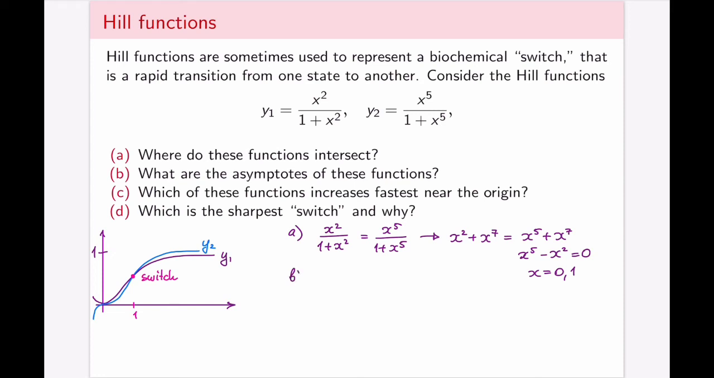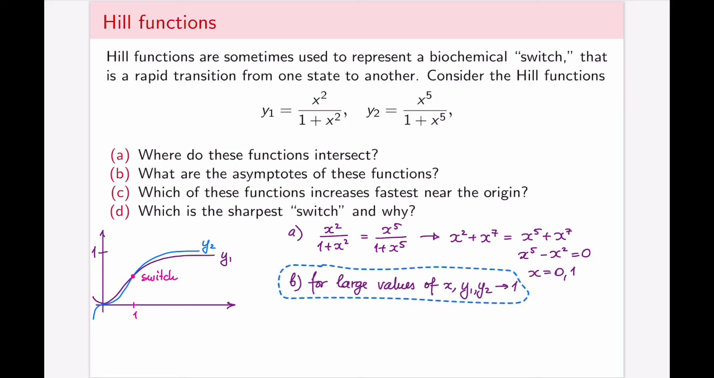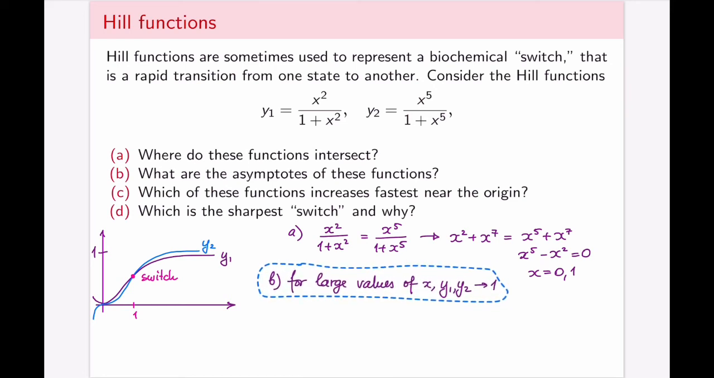What about part B of this question? What are the asymptotes of these functions? So we are only seeing one particular behavior for the functions, and that is the behavior near infinity. And what we can see is that for large values, both y1 and y2 approach 1. So for large values of x, we see that y1 and y2 approach 1 as their final value here.